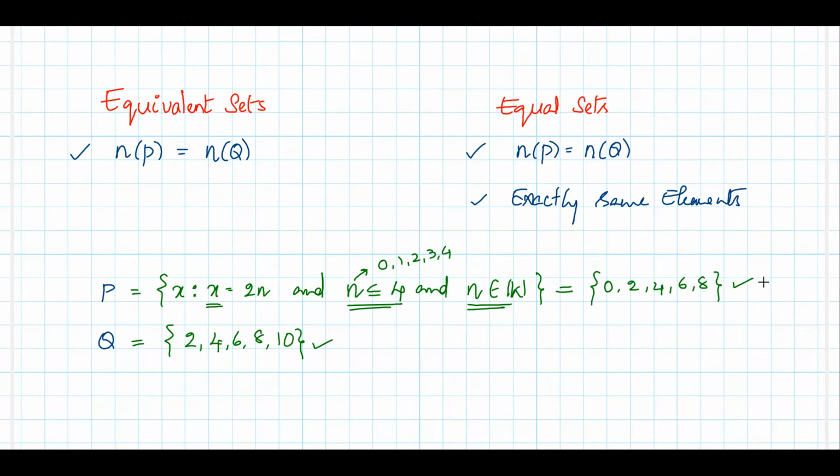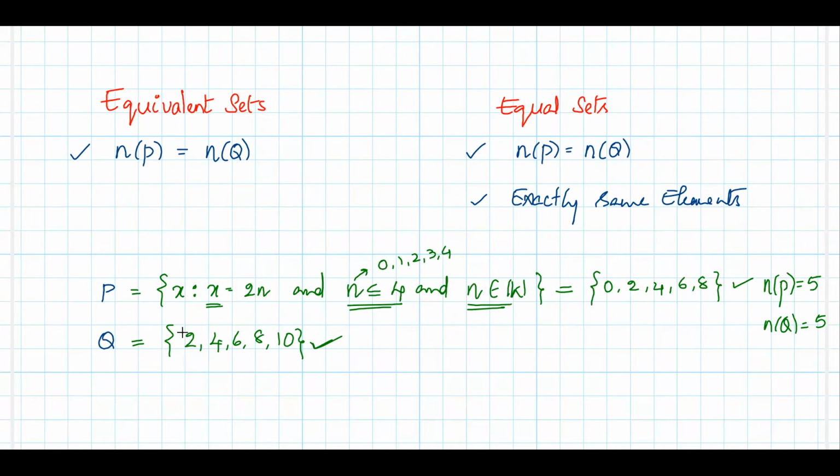Now, what is the cardinality of set P here? 5. And what is the cardinality of set Q here? Same, 5. So these two are equivalent sets, right? So sets P and Q are equivalent sets. That's clear. Now we'll verify whether these two sets are equal sets or not.